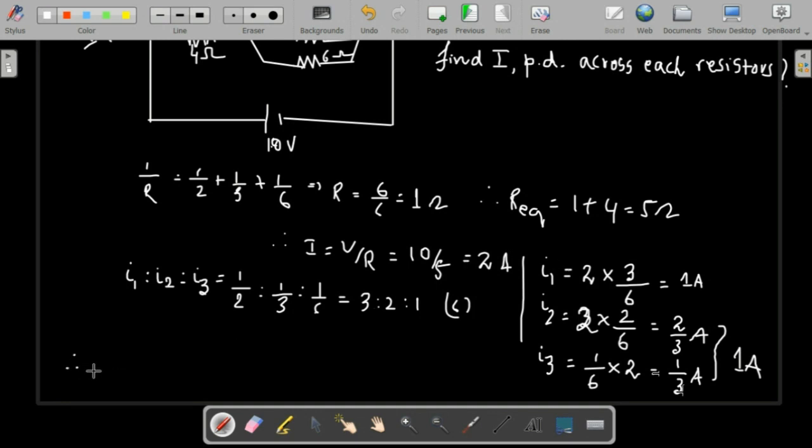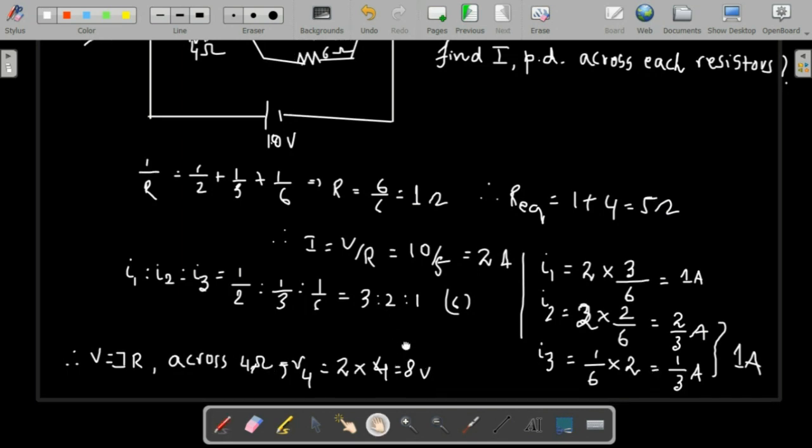Now we want to find out what is the voltage. So, we are going to use Ohm's law. V is equal to IR. So, across 4 ohm, we know the current would be nothing but 2 amperes. So, across 4 ohm, V is equal to IR. V across 4 ohm is equal to I, current, into 4. So, that's 8 volts. Total is 10 volt, out of which 8 volt is flowing across 4.